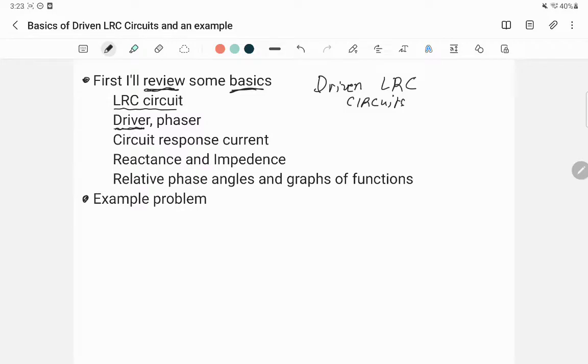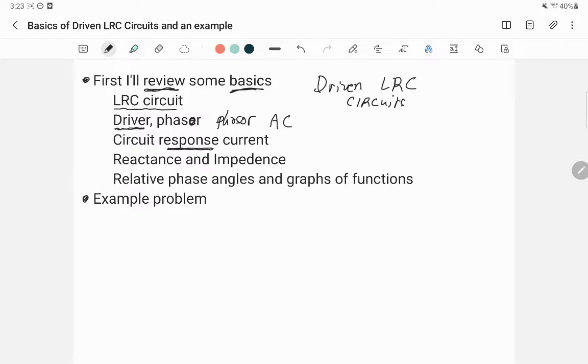Forgive me for the spelling. This thing corrects my spelling, but that's supposed to be an O. It's a phasor. And when you drive an LRC circuit with an AC power supply, your circuit is going to have a response.